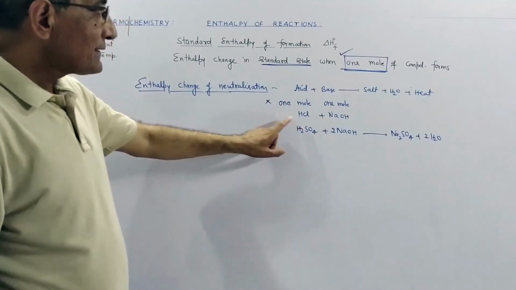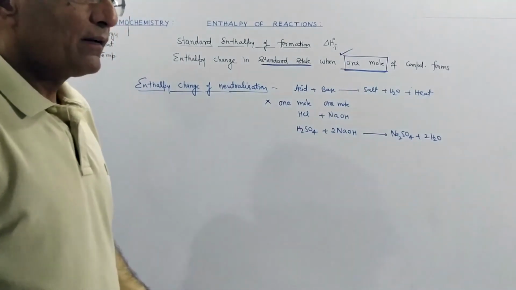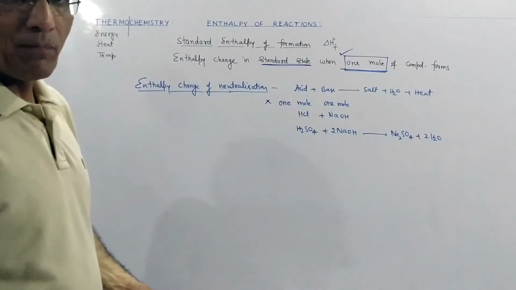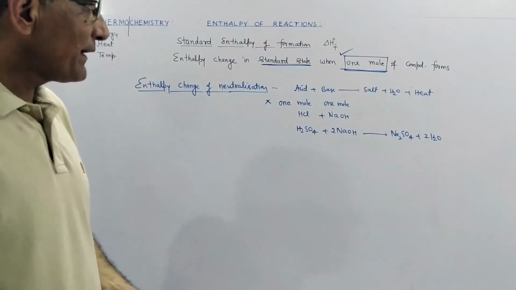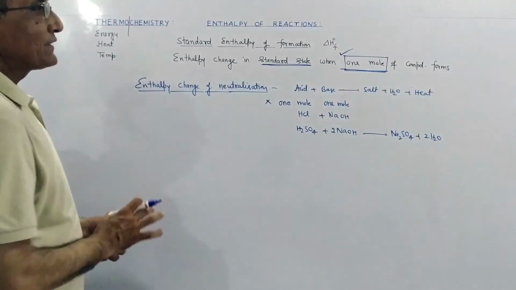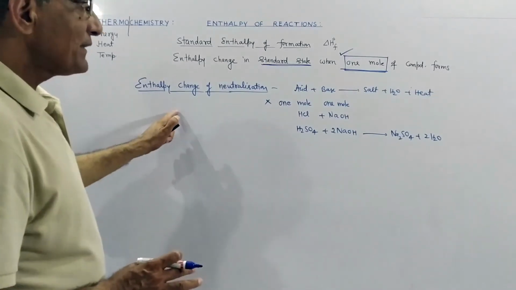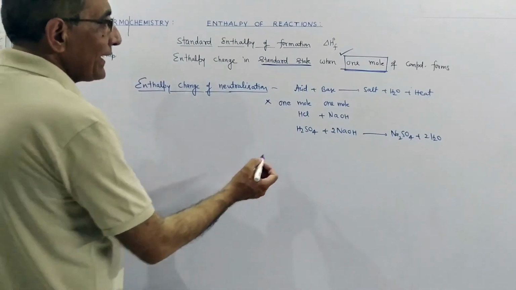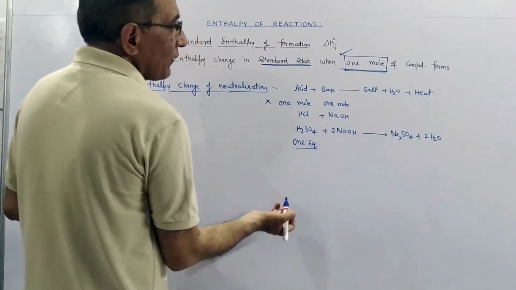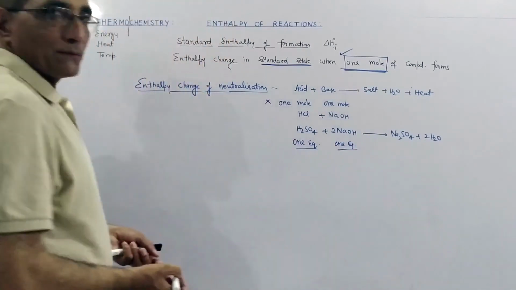Therefore, in such cases, we always have to use the word gram equivalent. You might have studied my other video on gram equivalent, normality, etc. There I explained in detail. So whenever you define enthalpy change of neutralization, don't say 1 mole. You have to say it is the enthalpy change when 1 gram equivalent of acid is neutralized by 1 gram equivalent of base.